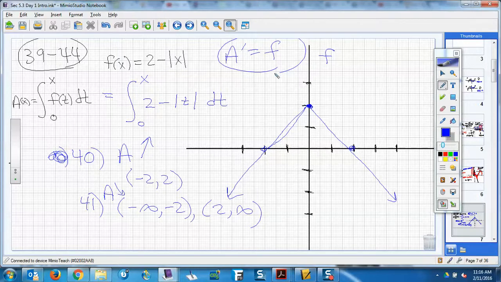All right. 42. Where is A concave up? A is concave up when A prime is what? Increasing. So that would be from negative infinity to 0. And then, of course, 43, concave down, would be from 0 to infinity. And then 44. Where does big A have inflection points?